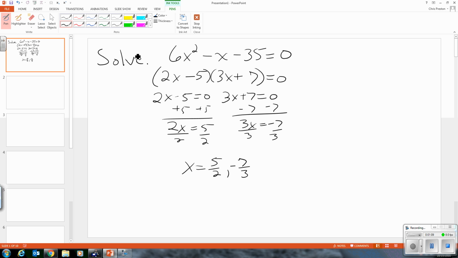Now the reason why I'm doing this example is I want us to look at these answers and then look at the original problem and see a connection between them. When I look at these numbers, I see that these numerators are both factors of the constant term. And when I look at these denominators, they are factors of the leading coefficient.